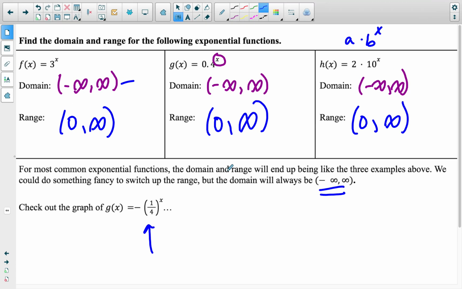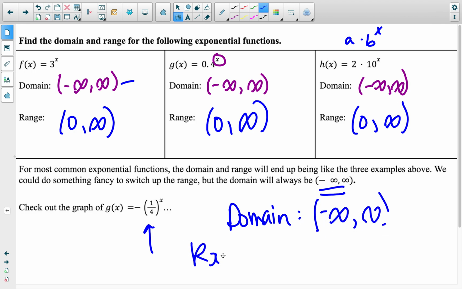All right, so our domain will be negative infinity to positive infinity. Our range, though, sorry, I don't know why my pen is being weird. Our range is going to be negative numbers, which we represent as negative infinity comma 0.